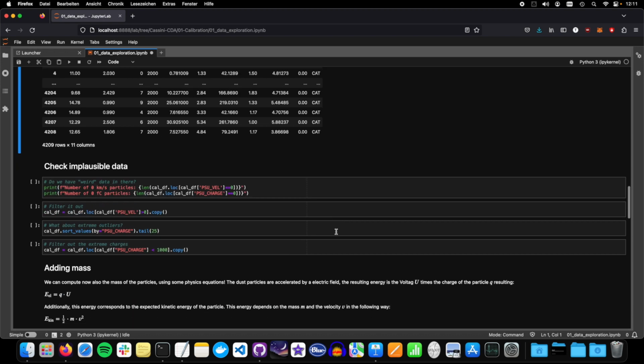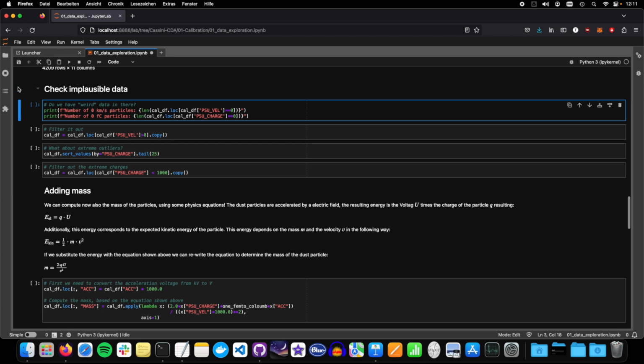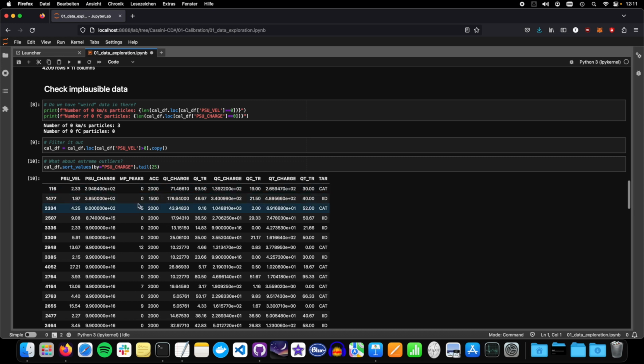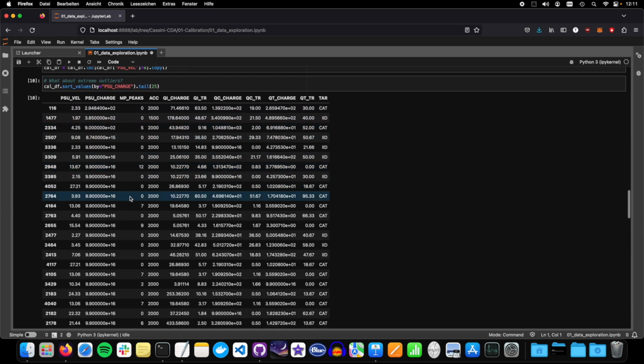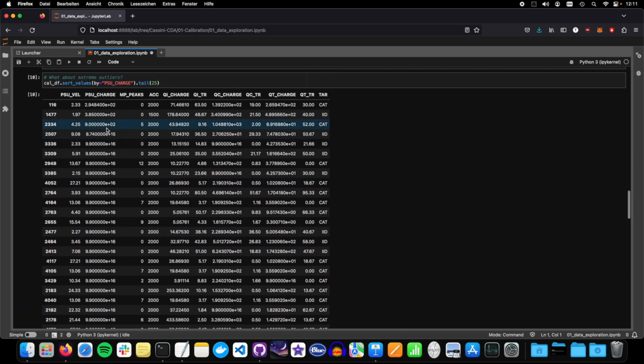So let's go into the next section. We check first some implausible data. So if we just check if we have particles that have a velocity of 0 kilometers per second, well, we have some, 3, so we should maybe filter them out. And if we take a look at the charge of the particle, so if we sort the data frame by the charge of the particle selection unit and plot the first 25 values, or no, the last 25 values, we see that some are quite large. So this is also kind of implausible.